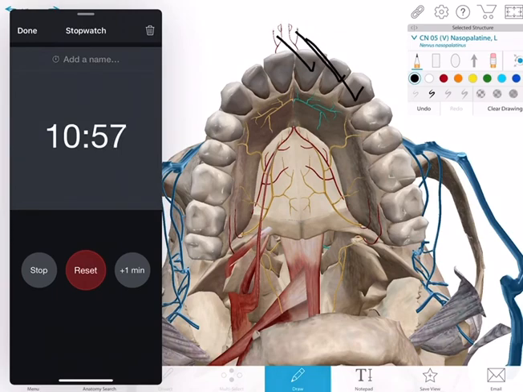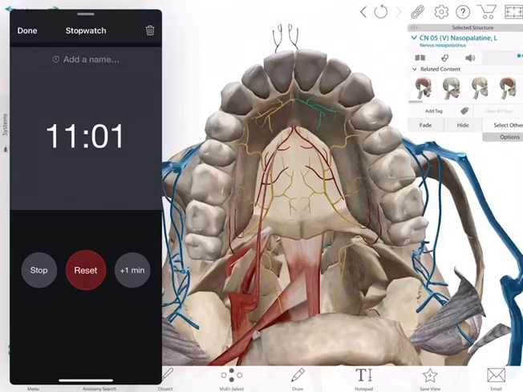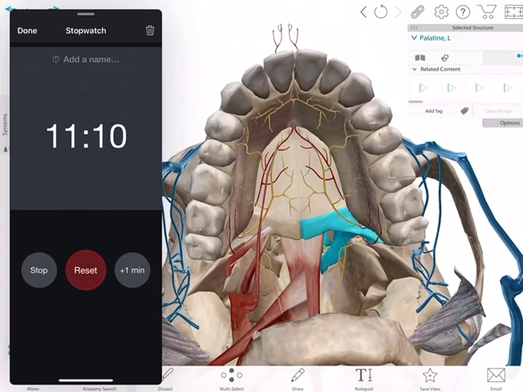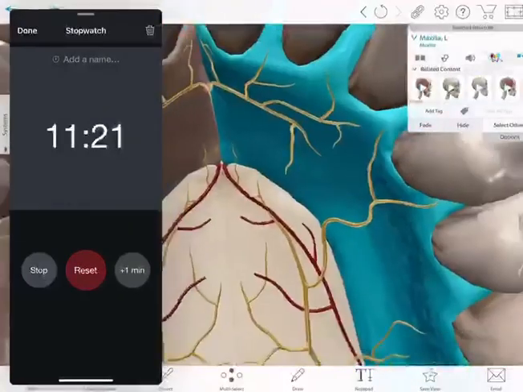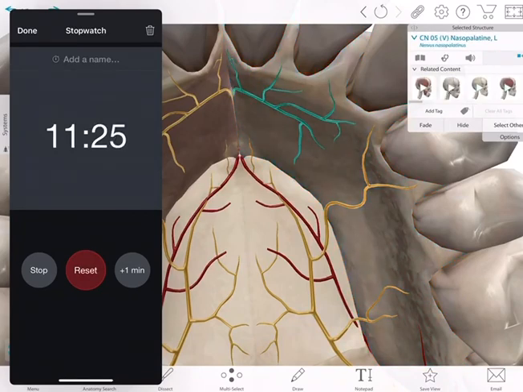So for innervation, we have the greater palatine nerve supplying the hard palate and the gingiva of the teeth of the upper arch until we reach the first premolar. The lesser palatine nerve, and also the nasopalatine nerve, which supplies the hard palate and the gingiva of the anterior teeth only.